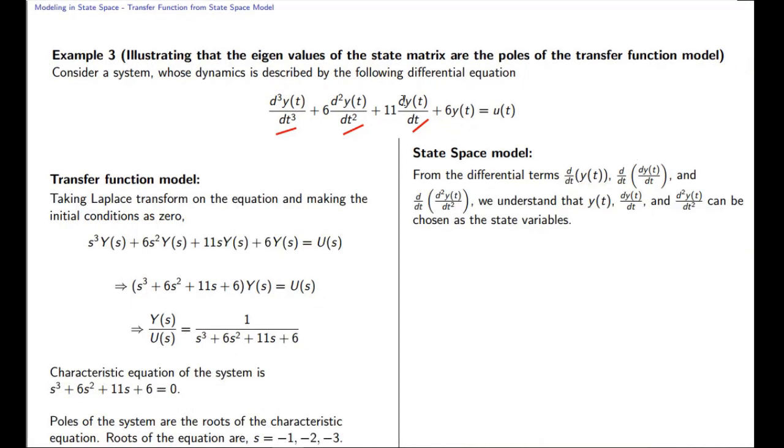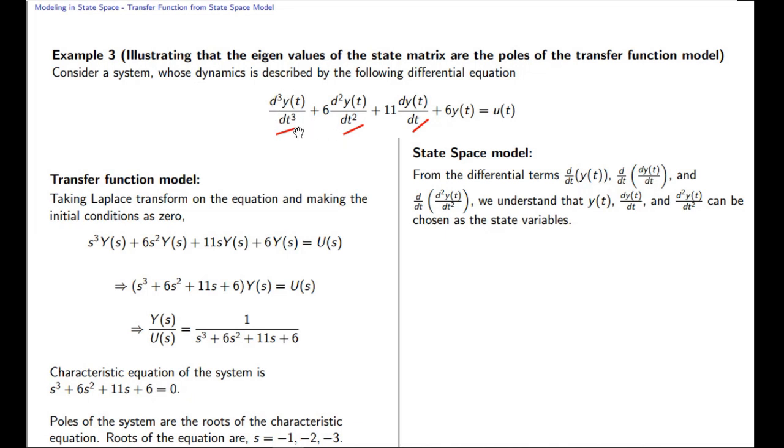If you look at this equation, there is a differential term dy by dt. That means y of t is going to vary with respect to time, so therefore y of t can be a state variable. And if you look at this differential term d square y by dt square, I can write it as d by dt of dy by dt. That means this dy by dt is also going to vary with respect to time, so therefore dy by dt is another state variable.